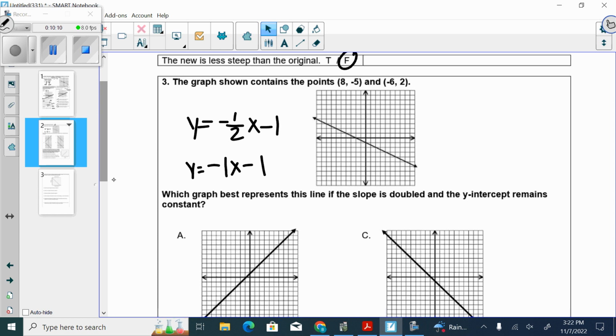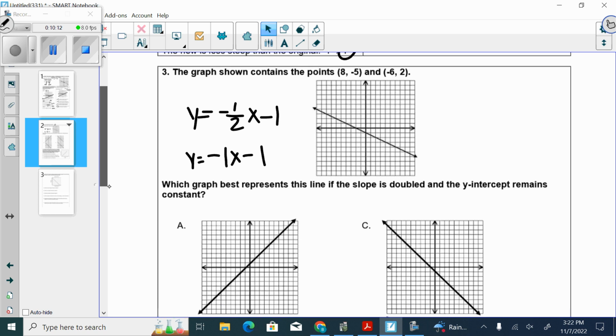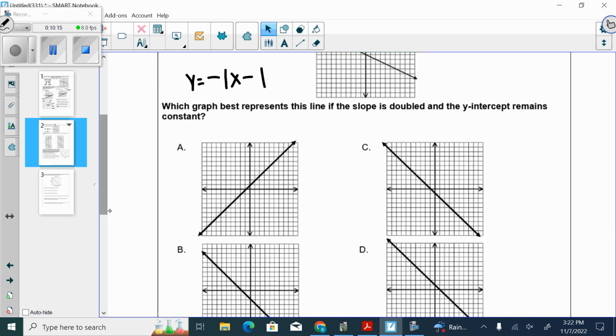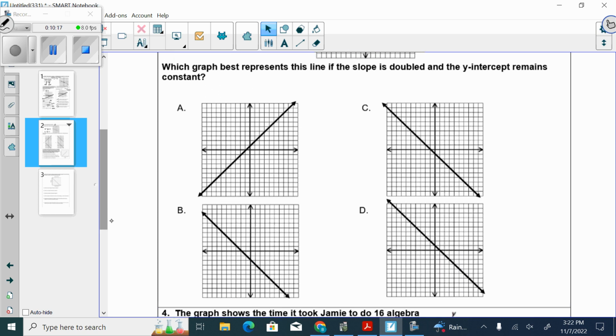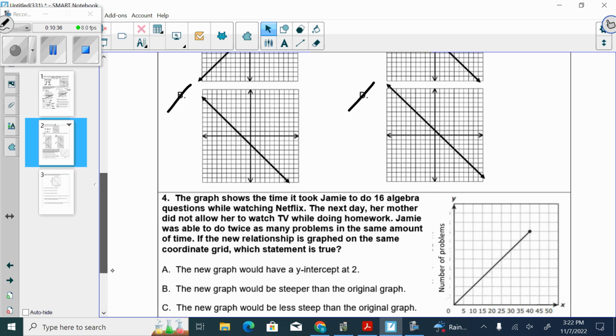Okay, so I'm going to look at my pictures. Is there any that don't start at -1 that I can go ahead and cross off? Yeah. So it has to be C, and we didn't even have to check the slope, right? But if we do check it, it does go down 1 and over 1. Right, so it does have the right slope. Very good. Okay, let's look at the multiple choice question there on number 4.